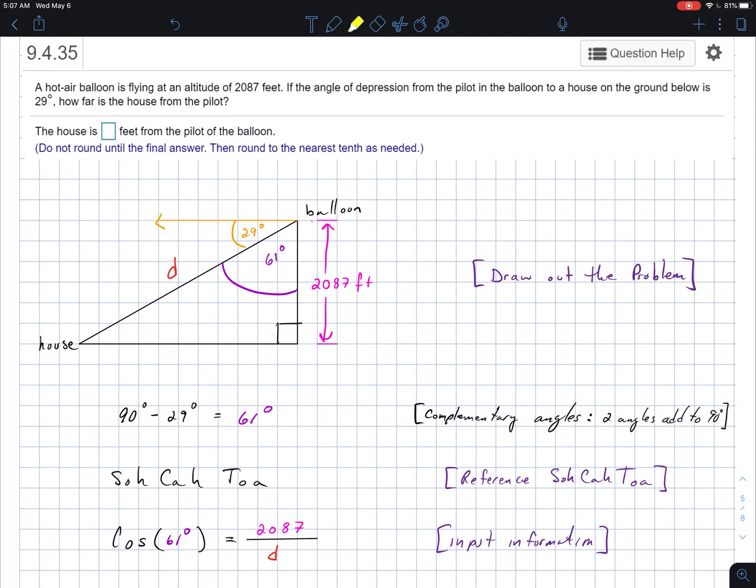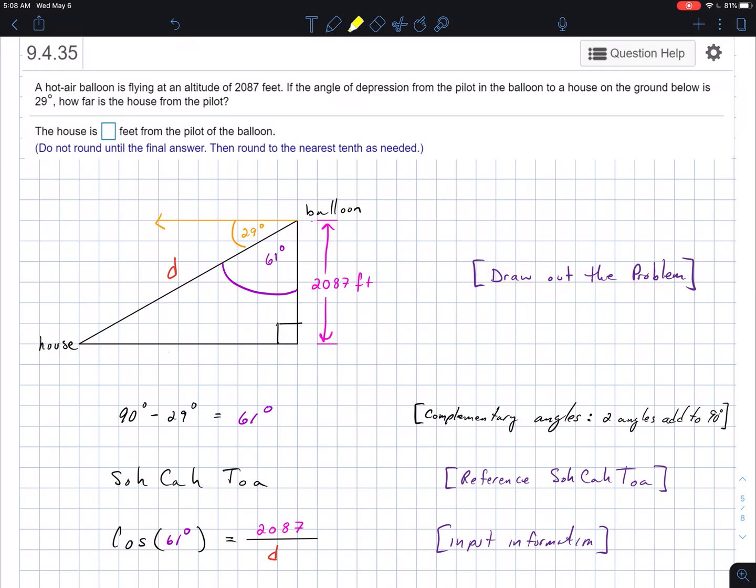9.4.35 says a hot air balloon is flying at an altitude of 2,087 feet. If the angle of depression from the pilot in the balloon to the house on the ground below is 29 degrees, how far is the house from the pilot? So notice this time it was completely a word problem. You had to come up with the drawing yourself. So I drew it out.